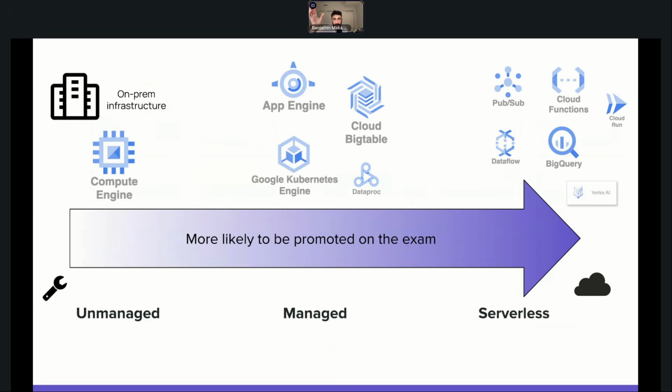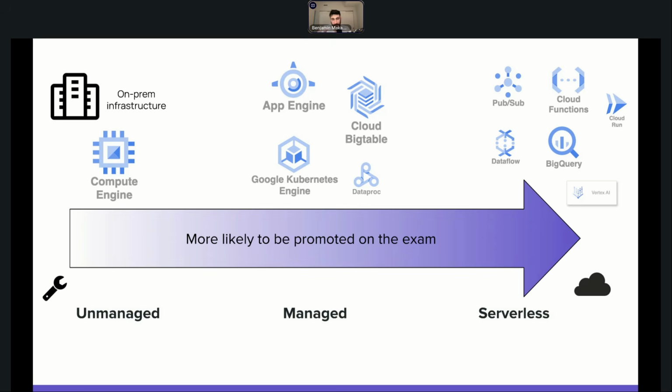So just to get a little bit more specific about the services that would fall into each of these categories, right? On the left, we have unmanaged. That would include on-prem infrastructure. If you have your own data center, your own servers that you are managing, that you have an IT team that is managing, that would be unmanaged. And then Compute Engine as well, unless you are using a managed instance group, which is an extra layer of abstraction on top of Compute Engine. Compute Engine would count as infrastructure as a service. It would count as an unmanaged solution.